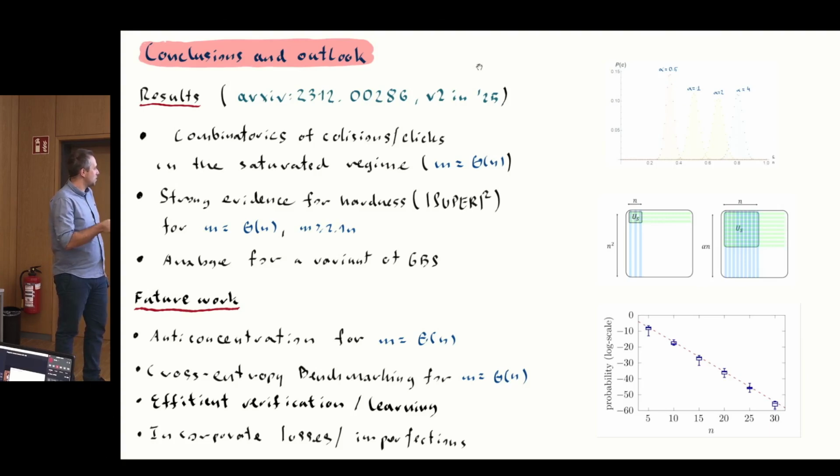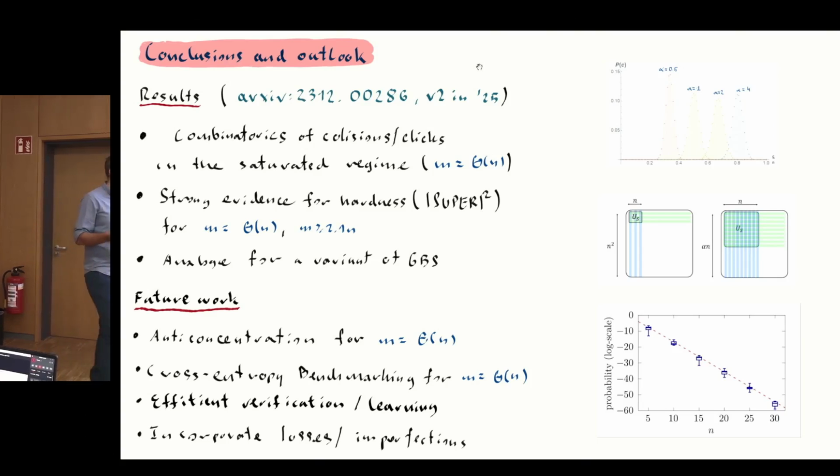Something I want to advertise: I didn't have time to talk about it at all, and we don't have this work out yet, but together with Zoltan and his students, we can actually prove anti-concentration for boson sampling in the saturated regime. Just the second moment is enough to prove hardness. In the diluted regime, it doesn't work. We can also give computable formulas for average linear cross-entropy benchmarking scores. Maybe with that I conclude. Thanks for your attention.